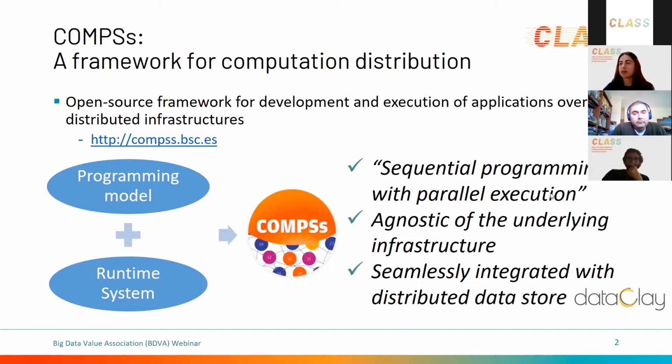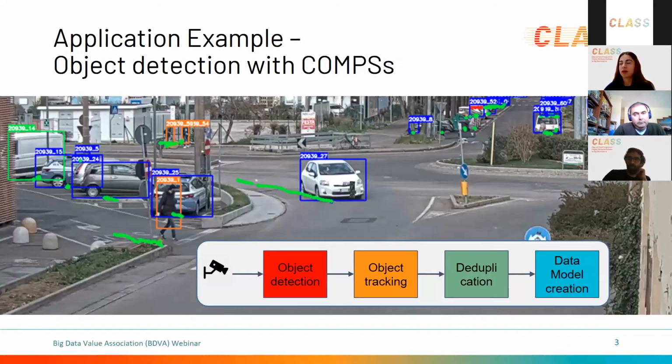By that, we mean that even though we have to declare the available resources that form our compute continuum, or provide a mechanism to discover these resources on the fly, once this is done, COMPSs will handle the distribution of the different tasks, and the programmer does not need to know where each task has to be deployed. And finally, COMPSs is seamlessly integrated with a distributed data store called dataClay that handles the distribution of data and the availability of data wherever it is needed by the analytics.